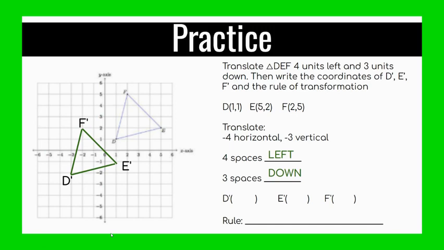Then I can just simply look at their coordinates. D is at -3, -2. That's D prime. E prime is at 1, -1. And F prime is at -2, 2. The rule again, we're simply writing what happened to the X and the Y. I subtracted 4 from X and I subtracted 3 from Y.